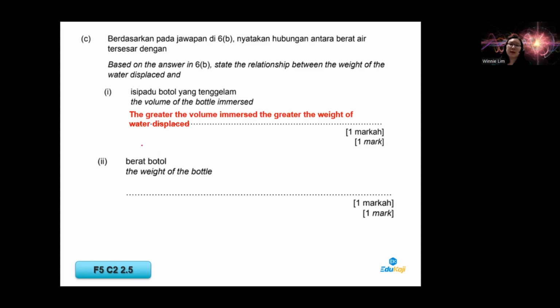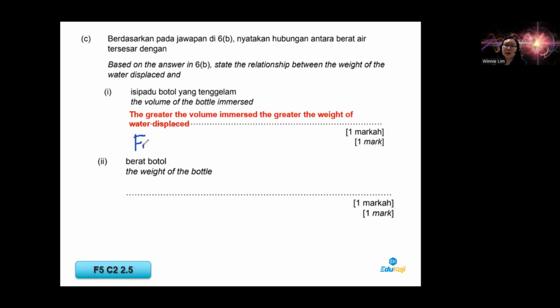Then in this context, what is the relationship between the weight of water displaced with the weight of the bottles? Okay, now, if you all know the idea of Archimedes' principle, right? Archimedes' principle states that what?